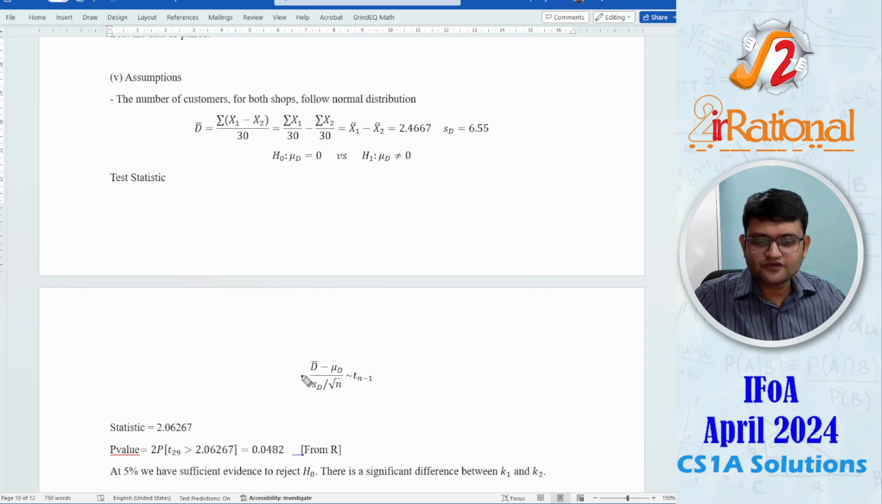Our test statistic for paired data is very straightforward. We will substitute and the statistic we'll get is 2.06267. The p-value is going to be 2 times probability T29 greater than the statistic, that is just below 5%. So at 5%, we have sufficient evidence to reject H0. There is a significant difference between K1 and K2.